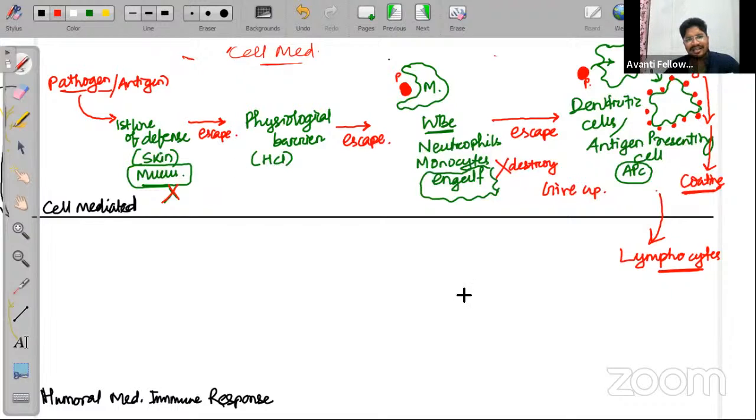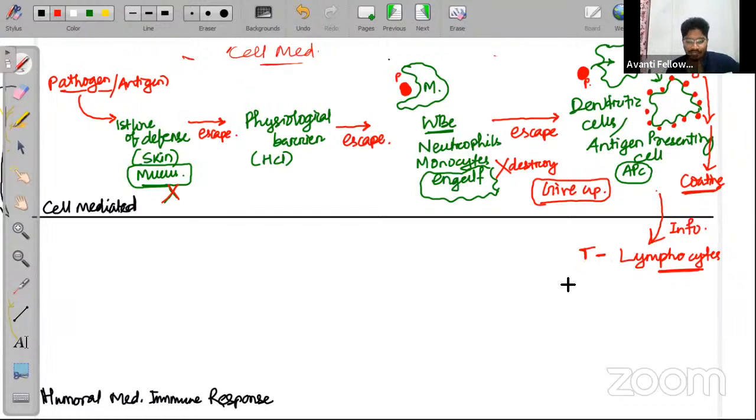Now what did the cell do? It gave up. Now the cell has given up and told the others that something like this has come, bringing the information and showcasing it. Many lymphocytes will be there, T lymphocyte and B lymphocyte. It will showcase it to the T lymphocyte.